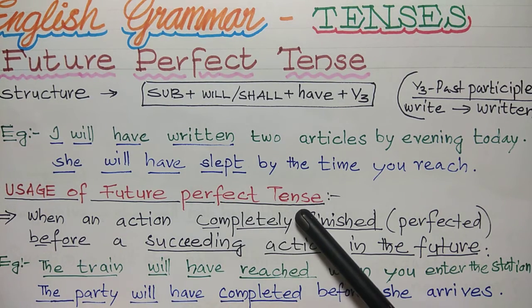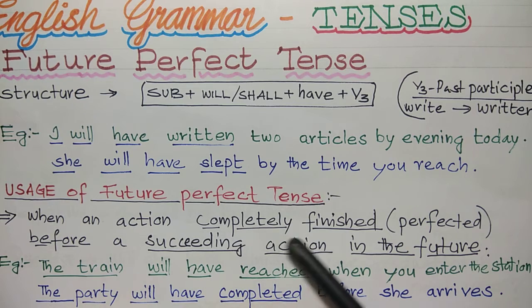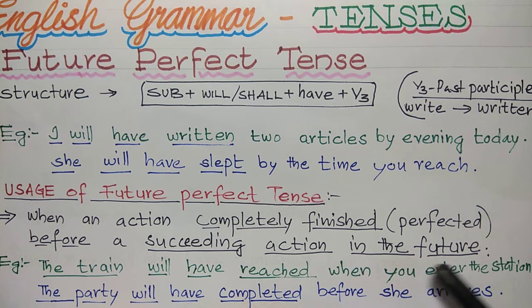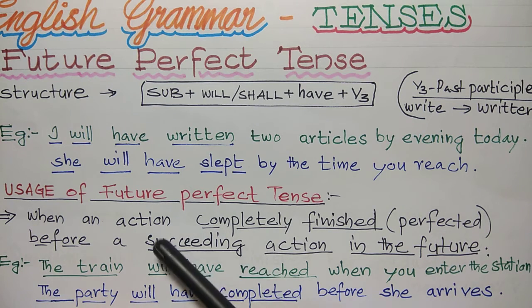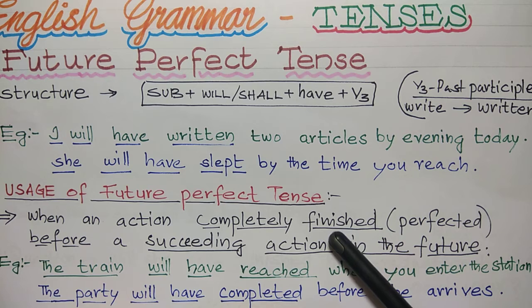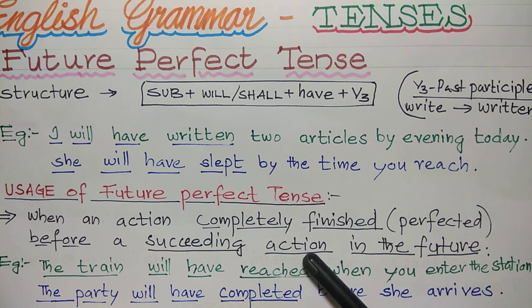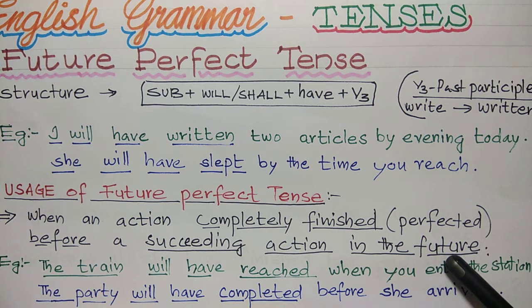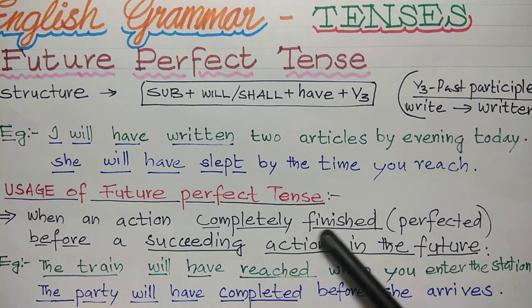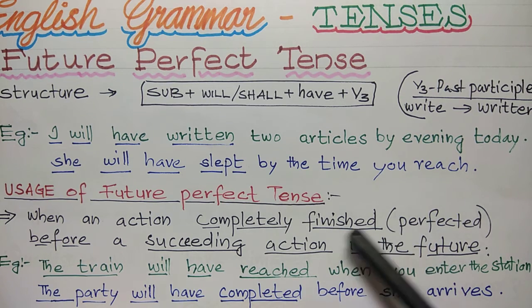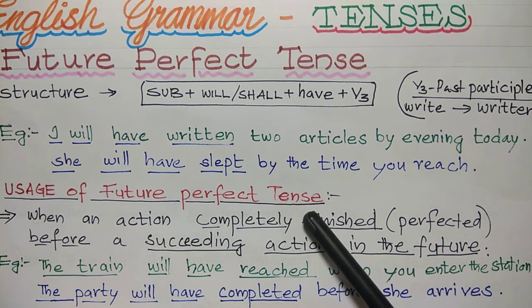Usage of future perfect tense. First one, when an action is completely finished or perfected before a succeeding action in the future. There are 2 actions. One is completely finished and the other one is the succeeding action, but both are in the future. In such cases, the first completely finished action will be taking the future perfect tense.